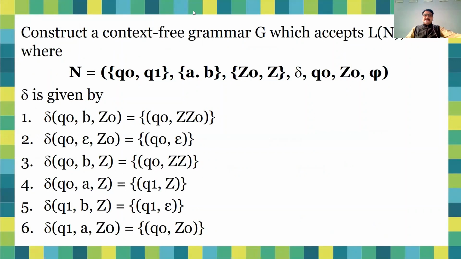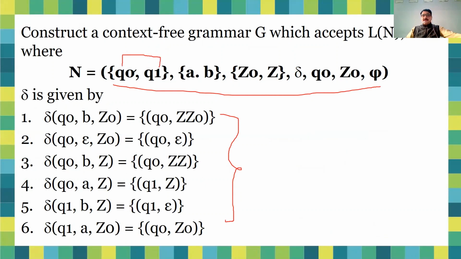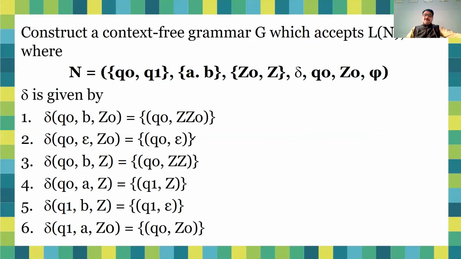Now you can find here the transition functions for the PDA, and this is the complete representation of the PDA. In this case, the total number of states used in the PDA are Q0, Q1, terminals a, b, and stack symbols Z0, Z. These are the tuple elements: the stack symbols, the transition function, Q0 the initial state, Z0 the initial stack symbol, and phi, since we are using the null store. Now we will explain one by one how we can apply the rules.